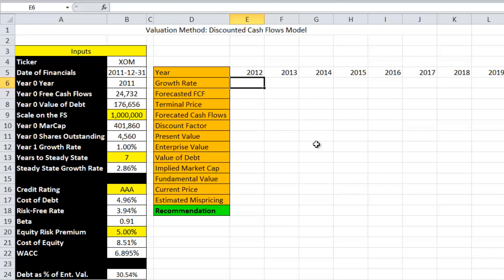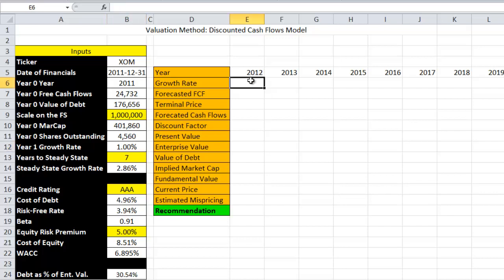we're going to calculate the free cash flows to the firm in the most recent year for which we have audited financial statements. That's year 0. For ExxonMobil, they had free cash flows to the firm in 2011 of $24.7 billion. What we're going to do is simply grow that cash flow out until we hit steady state. And how we're going to grow it is we're going to have an initial starting growth rate, and then we're going to have a steady state growth rate.